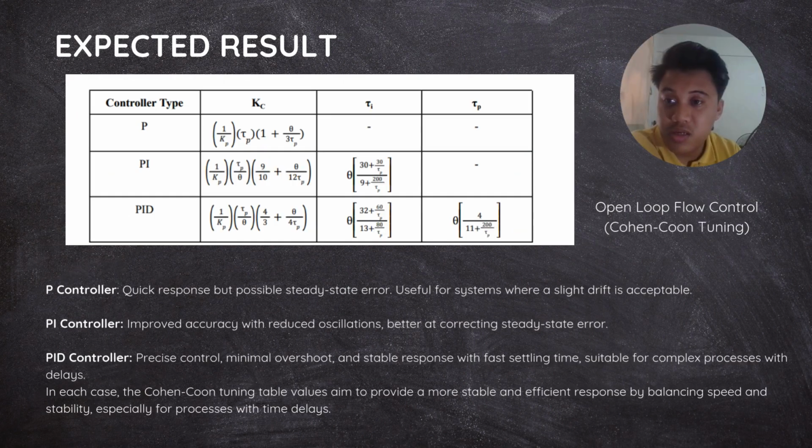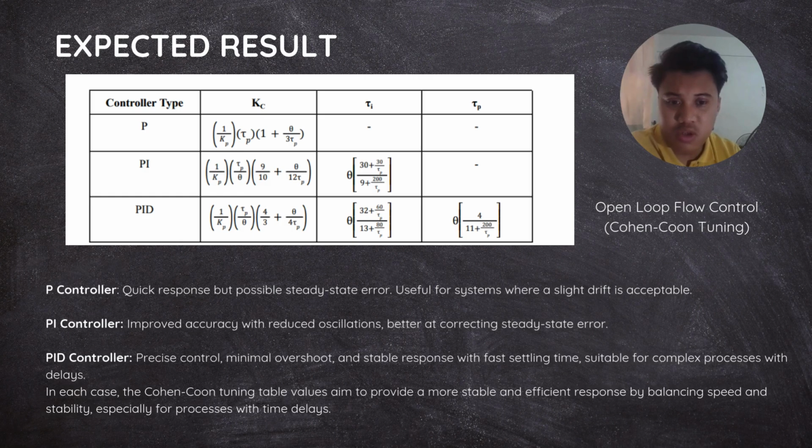Next, the expected results from the open loop flow control, which is the Cohen-Coon tuning. For the P control, we can expect that the system will react quickly to the change, but won't eliminate steady state error completely. For the oscillation, it may show some oscillation, especially if the process has a longer delay, but it should be moderate.